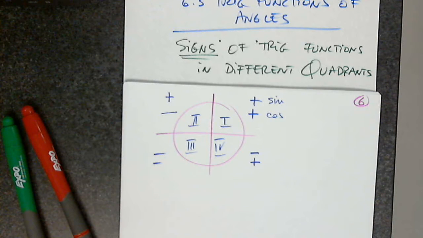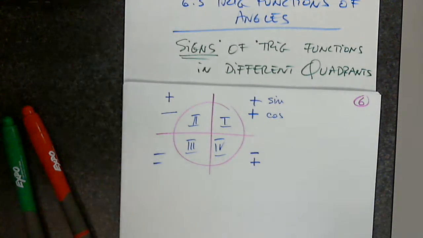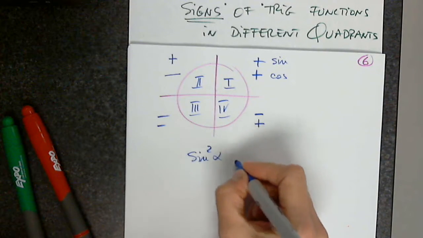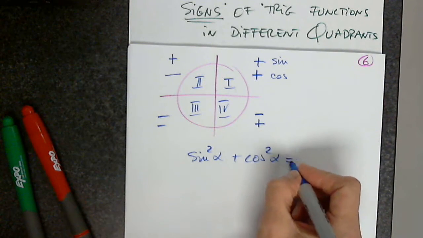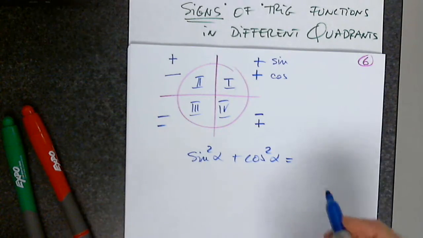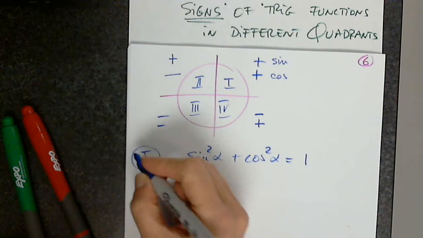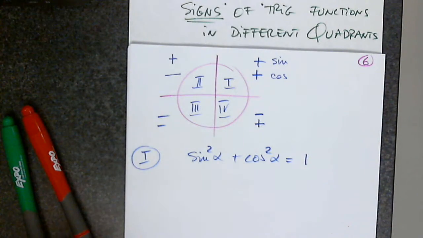We know what the reference angle is. The acute angle between the terminal side and the x-axis, always formed with the x-axis. We know the fundamental. So let me write this again. Sine squared plus cosine squared equals 1. Very good. This is super important. So this is the first fundamental identity of trig.